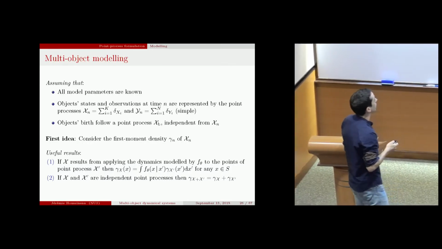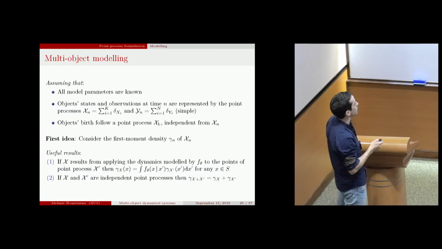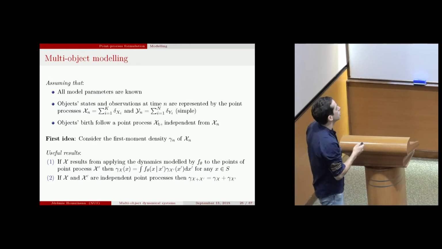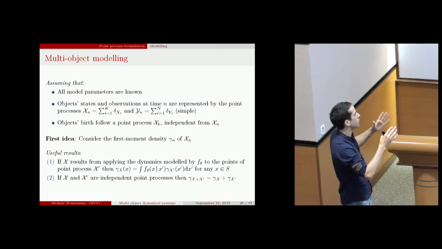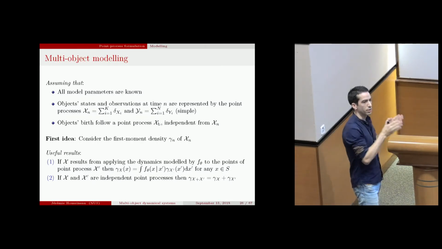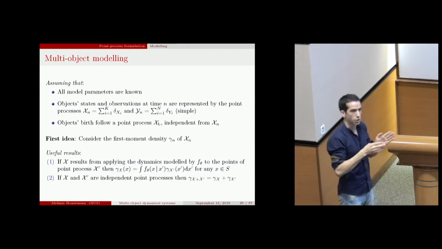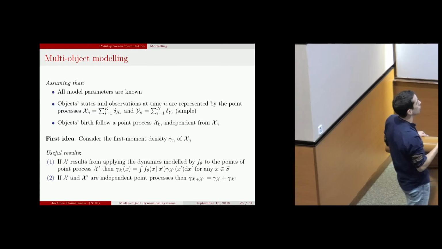So if we apply our dynamics, for instance, to a point process x prime, and we're interested in the result of that, you don't need to work with the point processes themselves or with the full distribution. By full distribution, I mean, for instance, assuming there's one point, what's the distribution? Assuming there are two points, what's the distribution, etc. That's the full distribution on the product space of the point process. Here we don't need to know that.